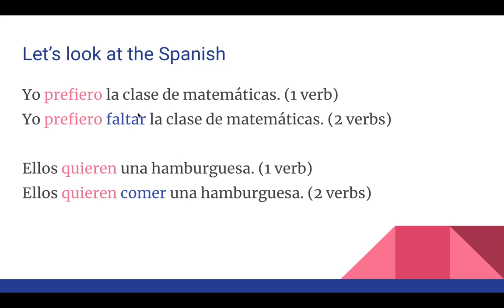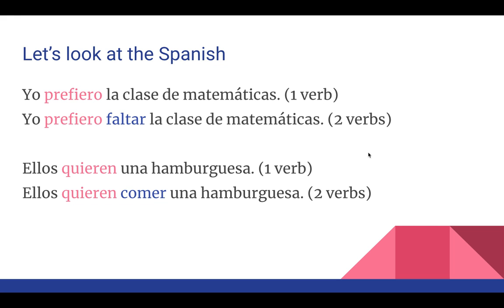Notice I don't conjugate that one. Infinitive means ends in AR, ER, IR. I don't conjugate it because I don't want to say I prefer I miss math class. You can just say I prefer to miss math class. So conjugated verb, infinitive. Same thing for our second one. It says, ellos quieren una hamburguesa. They want a hamburger. And the next one says, they want to eat a hamburger. Now, this may not sound like a huge difference by the meaning of the sentence, but grammatically it changes it. So the first one has one verb and conjugation. The second one has first verb is conjugated, second one in the infinitive. Ellos quieren comer una hamburguesa.